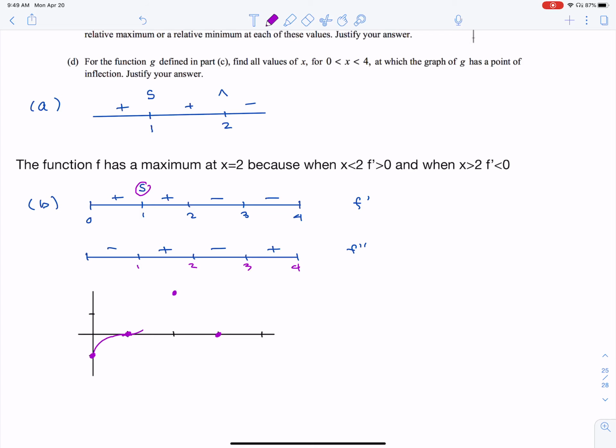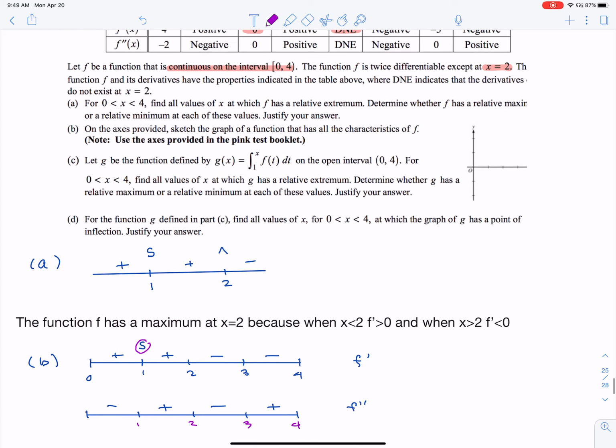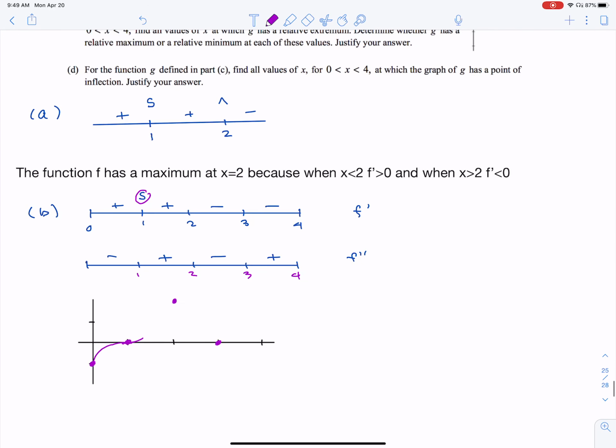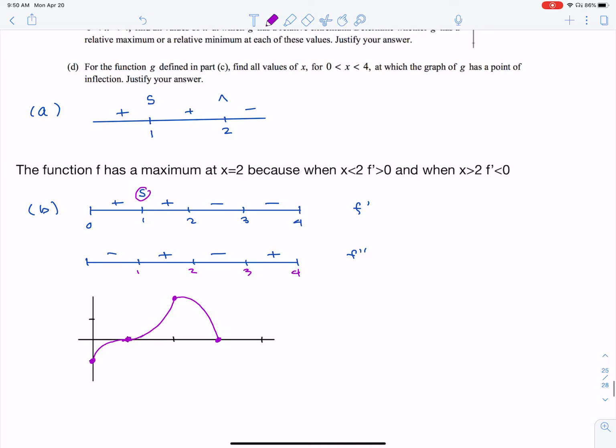But notice, at 2, they told us it's not differentiable, so I'm going to want to make sure there's a cusp or something going on there. So something maybe like this. Then from 2 to 3, the derivative says it's negative, which makes sense, but it's also going to be concave down. So I'm going to emphasize that, concave down. Then from 3 to 4, according to our derivative chart, it's going to continue decreasing, but it's going to be concave up. So something like that. Looks good. Let's keep on going.